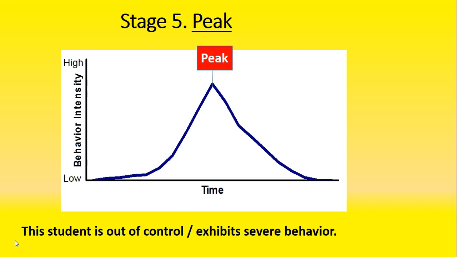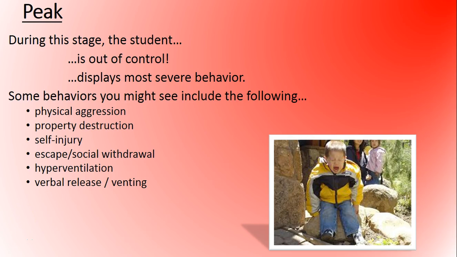Stage 5 of the escalation model is the peak stage. Looking at the peak stage, we find ourselves as high as we can go in behavior intensity. At this point, the student is totally out of control physically and is exhibiting behavior that is very severe and possibly dangerous. When dealing with an individual in the peak stage, we should implement care to maintain safety at all times.